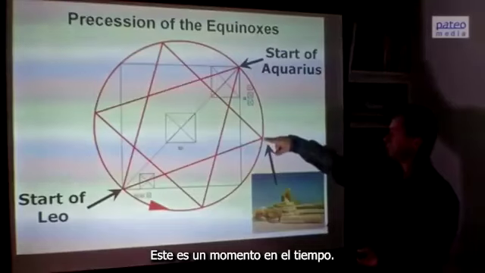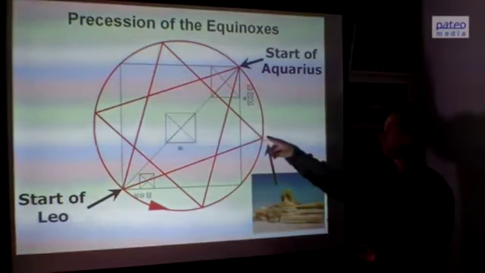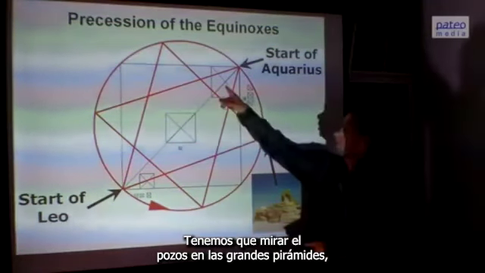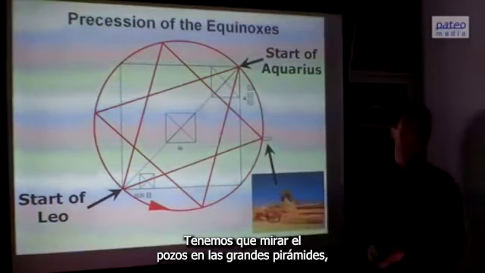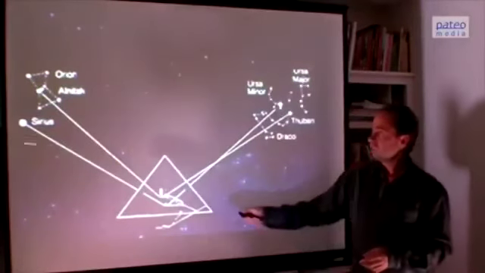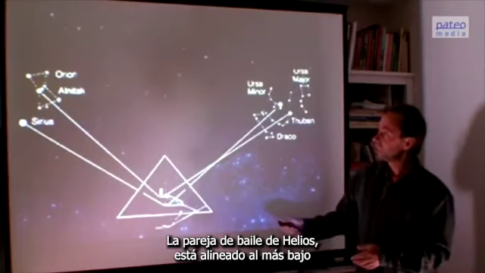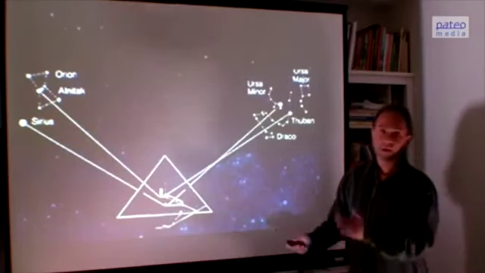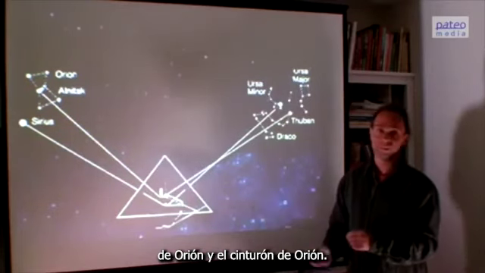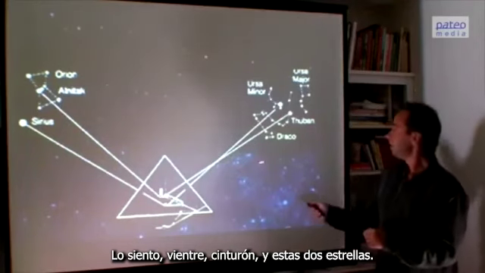This is a moment in time. What moment in time? How can we precisely know what moment it was? To help us find that exact right moment, we have to look at the shafts in the Great Pyramid. And those shafts are aligned to certain stars. It's aligned, of course, to Sirius, the dance partner of Helios. It's aligned to the lowest star in the belt of Orion. And these two stars also.